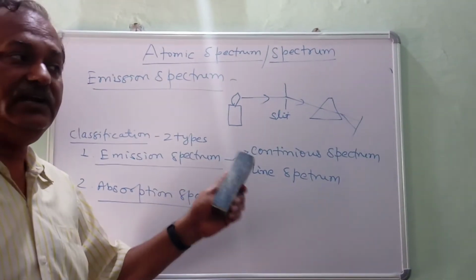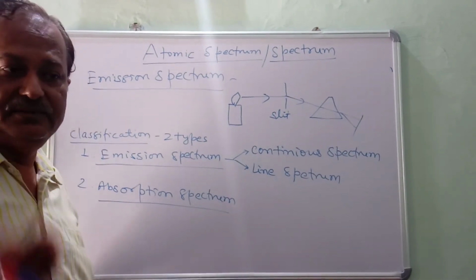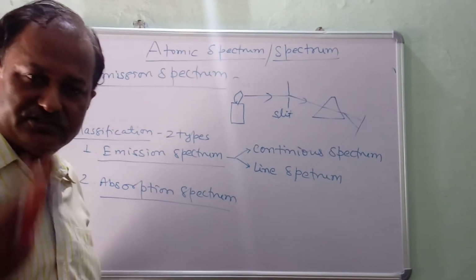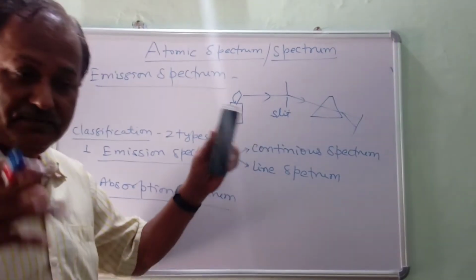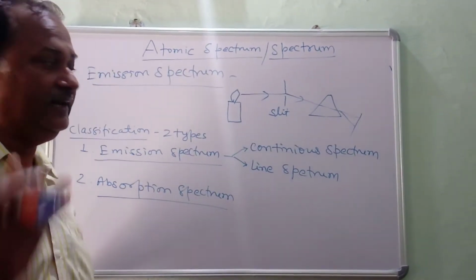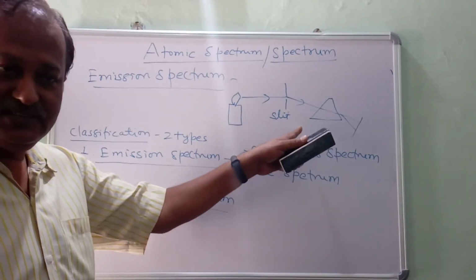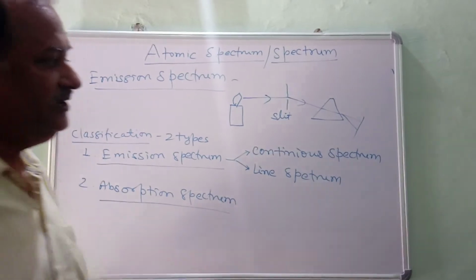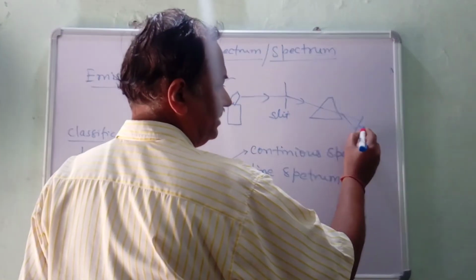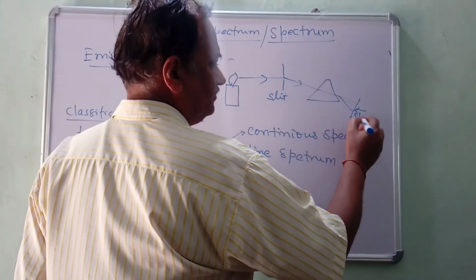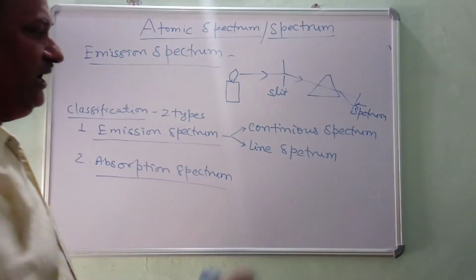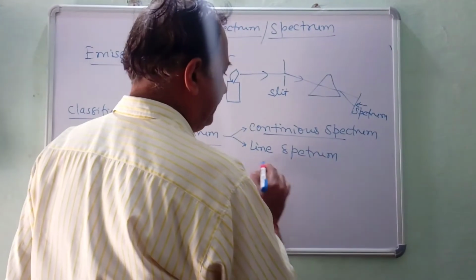On heating, the atoms are excited to a higher energy level. Their energy becomes very high. They give away the radiations or energies in a particular manner, particular frequency, particular wavelength. Then it is passed through a slit, then through a prism or a spectroscope, and here we get the spectrum. Now it is of two types, continuous spectrum and line spectrum.